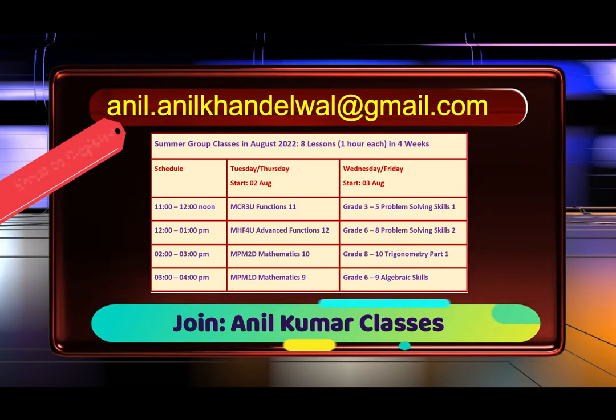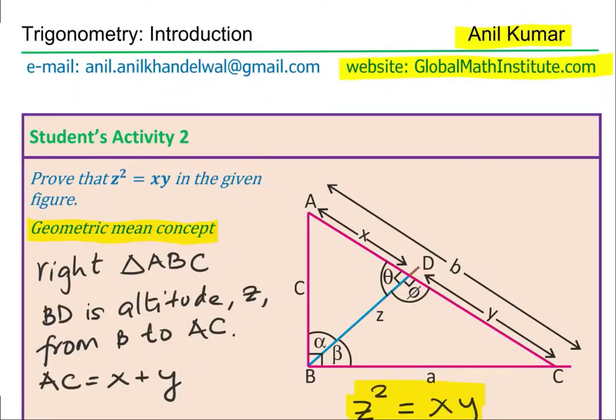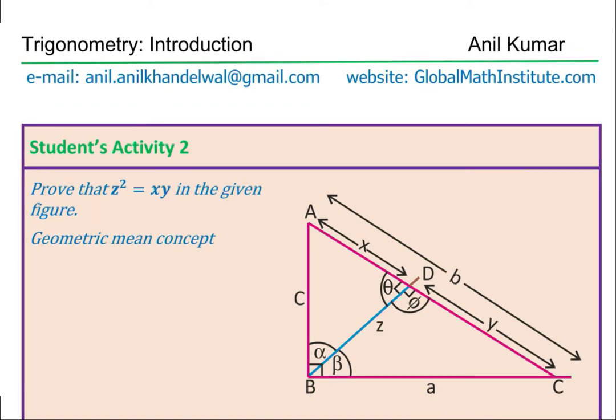Now let us see the solution of the question. How do we solve this particular question? So basically, we are considering 3 things. One is this altitude z. The other, it divides the hypotenuse into x and y. How do we find the ratio which can provide us the solution z square equals xy? This is what you have to think about.